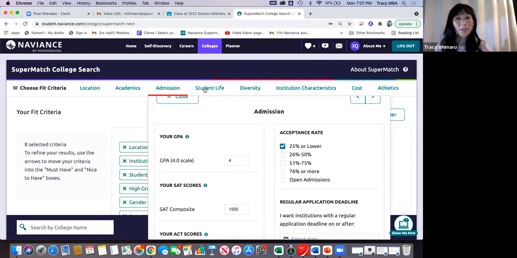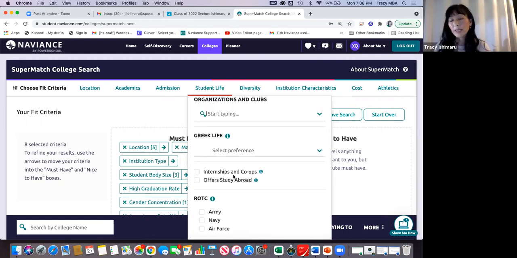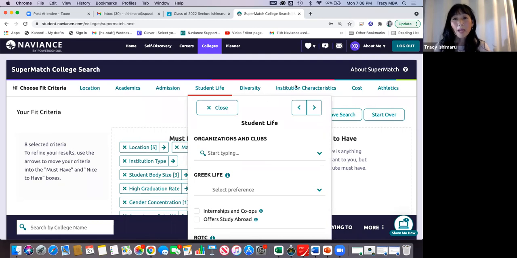The next one is student life. Are they looking for a Greek life at that college? Any kind of organization or club if they're interested in it. So they would go ahead, either type it or hit the drop down menu. They can look at internships and co-ops. If it has an ROTC program, they can also do that.